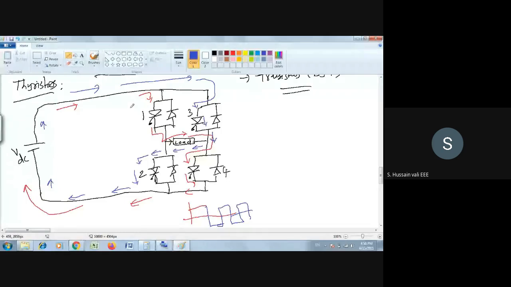Okay, now this is the power circuit. So this is the operation. Everyone knows this simple operation. But now you require a commutation circuit also, which is a little bit of a thing you need to understand here. So I will draw the commutation circuit now.